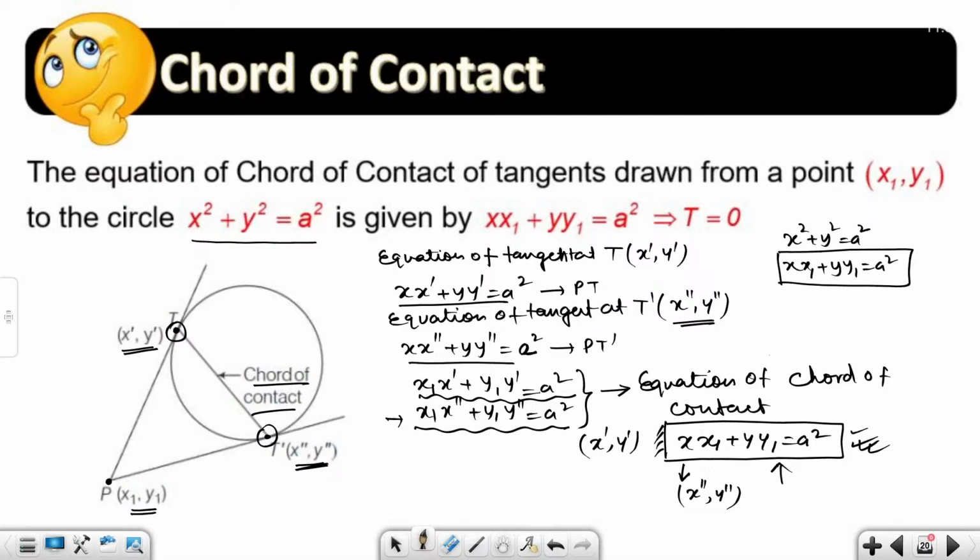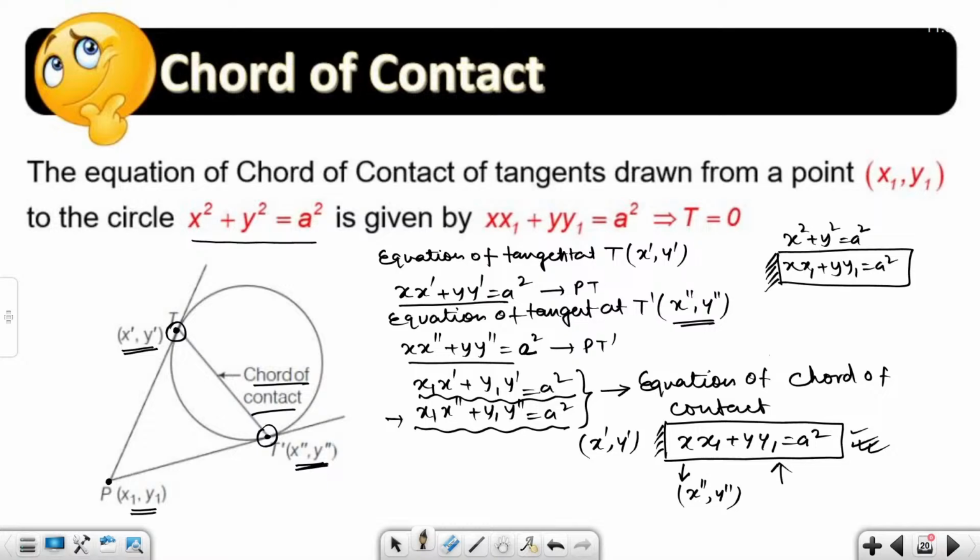So now the question will come, sir, then are the chord of contact and the tangent the same? Definitely they are not the same. We can see it from here itself. Chord of contact is not at all a tangent to the circle. But how are these two equations coming out to be the same equation? Now here arises the confusion.